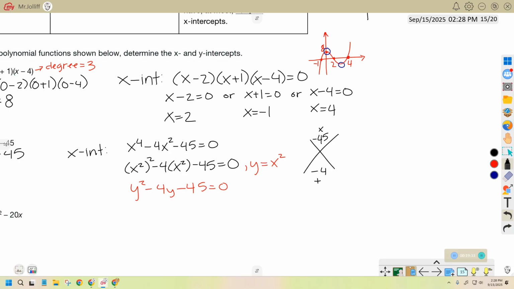Somebody have a suggestion? Yes, Bruno. I should think of negative 9 and 5. Negative 9 and 5. If we add negative 9 and 5, do we get negative 4? I see some nodding. I think Bruno hit the nail on the head. Very good. So this is y minus 9 times y plus 5. And remember that y was x squared.